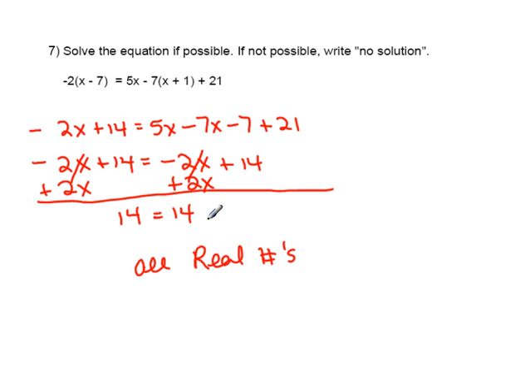If it were a false statement left over, for example, 0 equals 14, that is never true. That would be a no solution answer. But in this case, it's all real numbers.